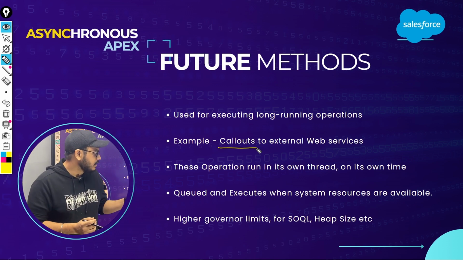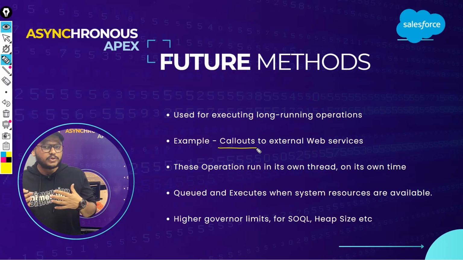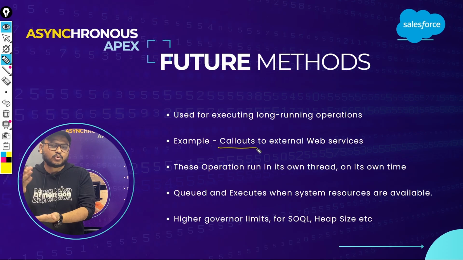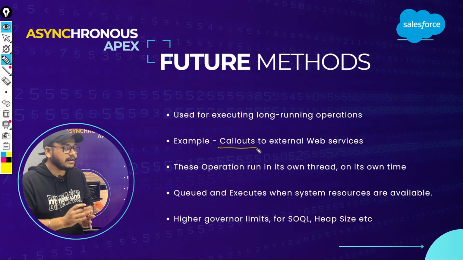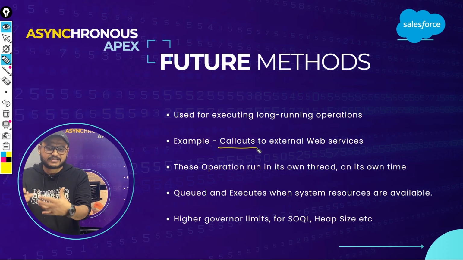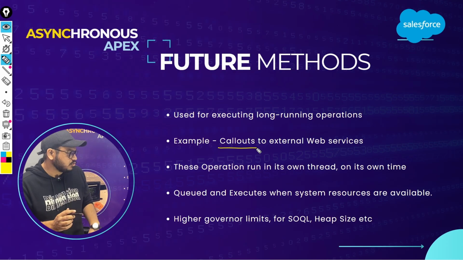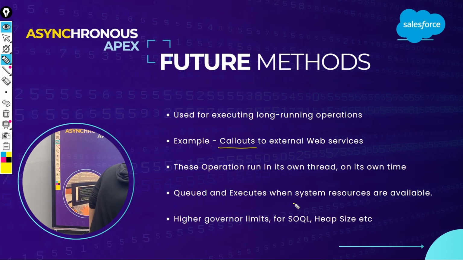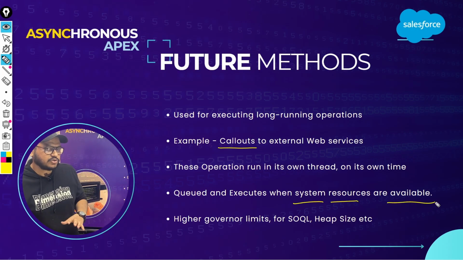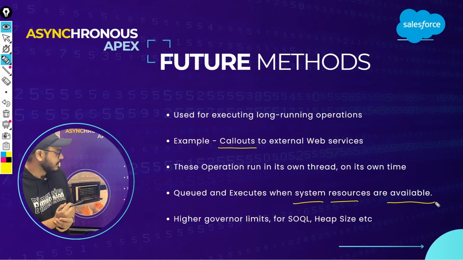These operations run on their own thread on their own time. So as I said, it will wait in the job queue. It will run on its own thread on its own time when the system resources become available. So there is no hurry for this method to get executed immediately. These are queued and execute when system resources are available. So this is what we have discussed. It waits for system resources to become available, and when the system resources are available, then it gets executed.